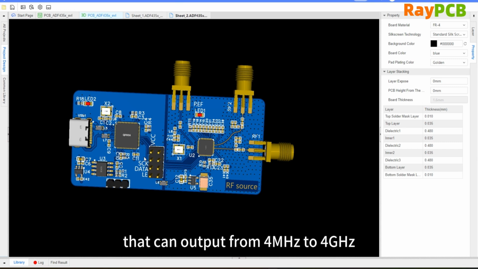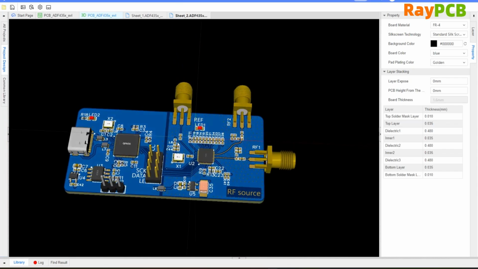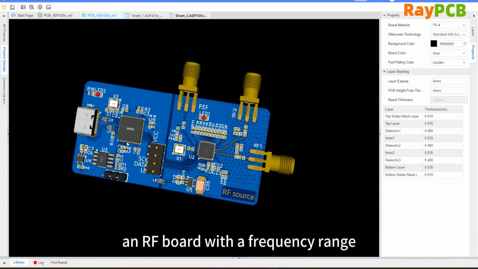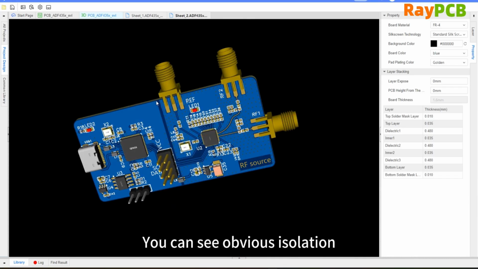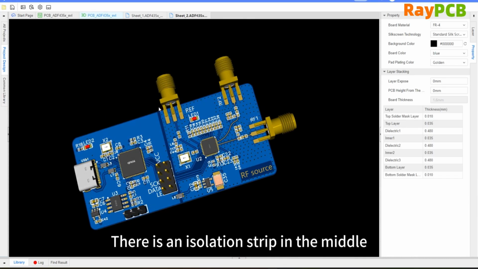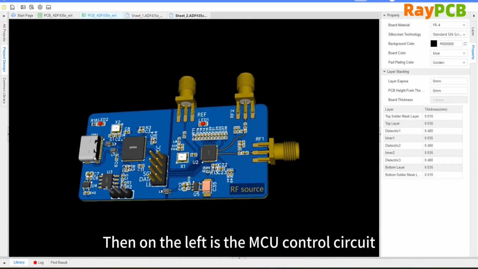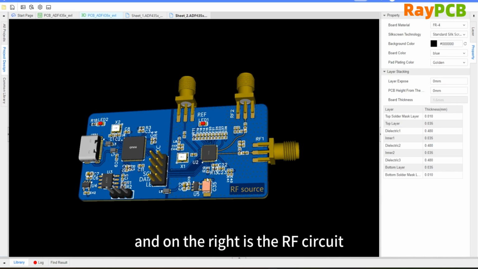As an example, here is an RF board that can output 4G. This RF board covers a frequency range up to 4G. You can clearly see the isolation. There's a section in the middle with nothing on it. On the left is the MCU control circuit, and on the right is the RF circuit.